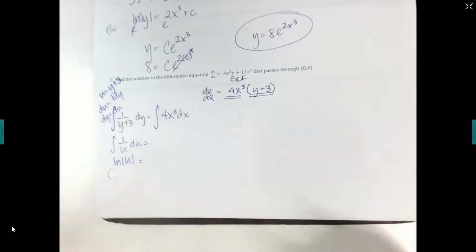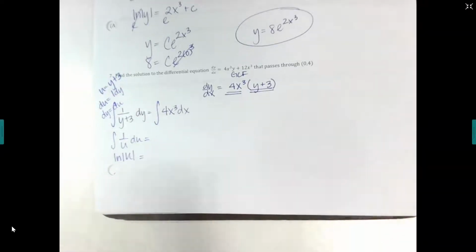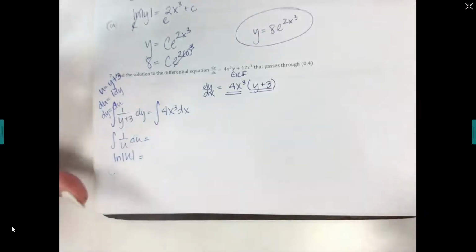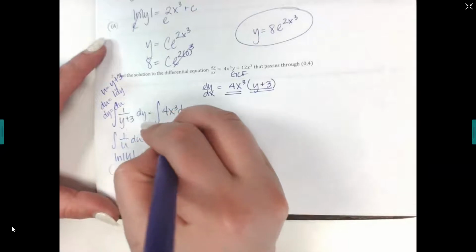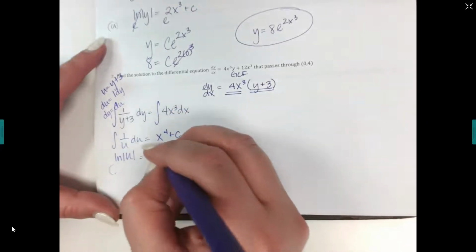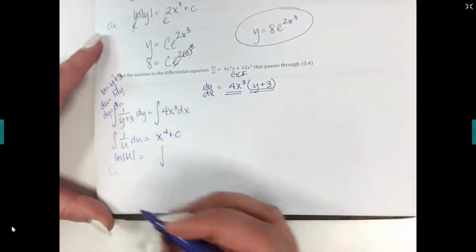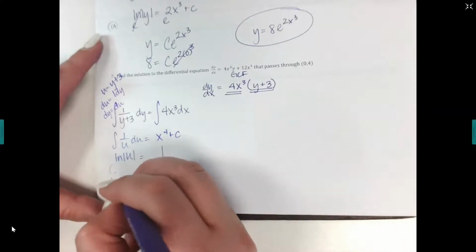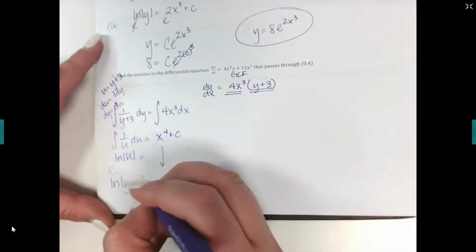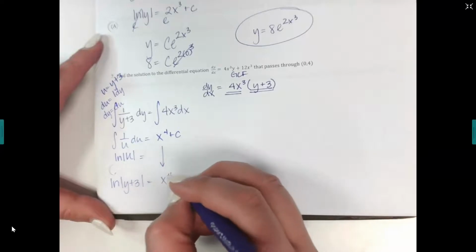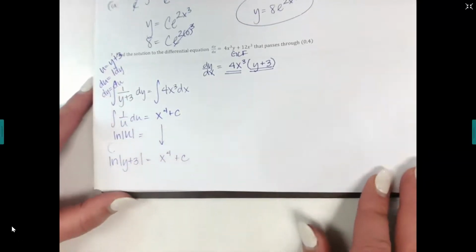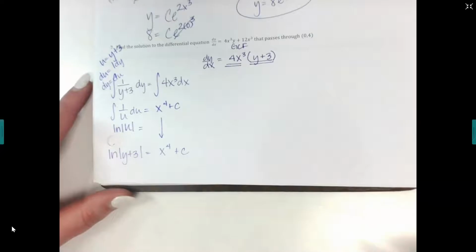Okay, now notice, no plus c, because I am putting it on the x side. Okay, other side, what's the antiderivative of 4x cubed? X fourth plus c. Okay, and then for my last step, I would say, okay, well then the ln of y plus 3 is x to the fourth plus c. What do I do next from there?